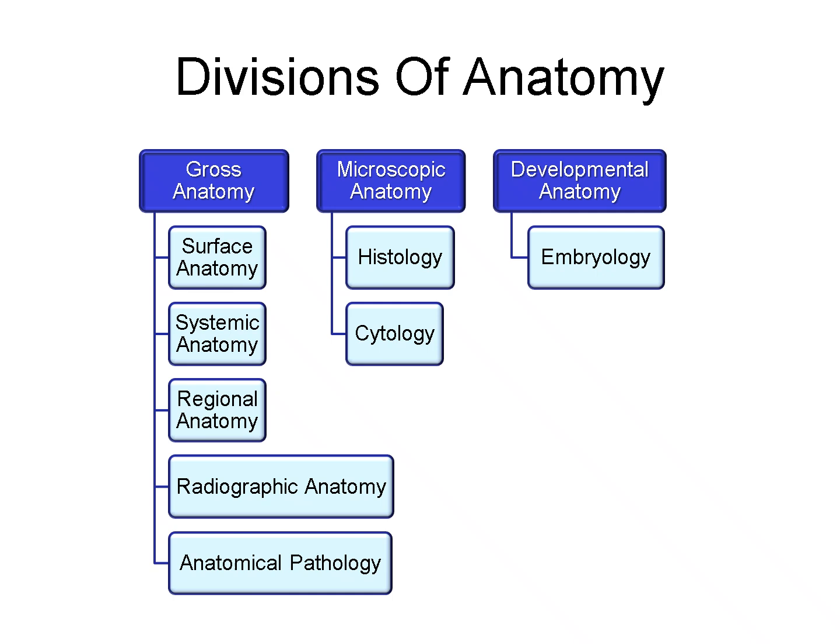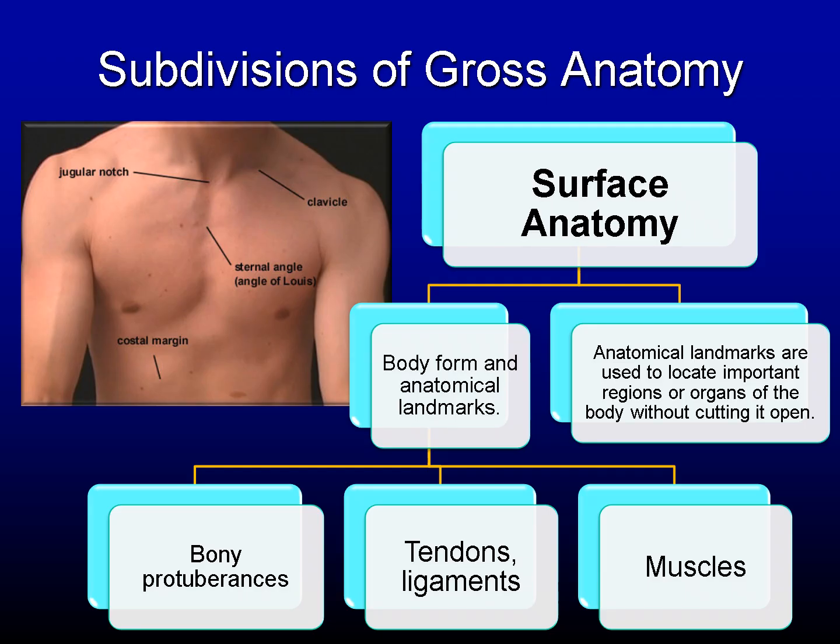The third is developmental anatomy. This field of anatomical science is concerned with the study of structures and the changes occurring from the fertilized egg through adulthood. Let's begin by looking at the different ways gross anatomy is studied.